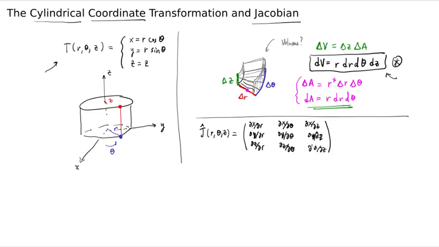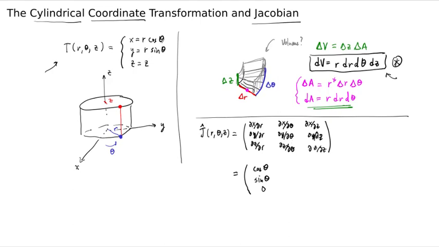And of course we need to fill these in with functions. And so we just compute the derivatives. So dx/dr is just cosine of theta. dy/dr is just sine of theta. And dz/dr, that's 0. There's no r's in this equation. It's just z is equal to z.